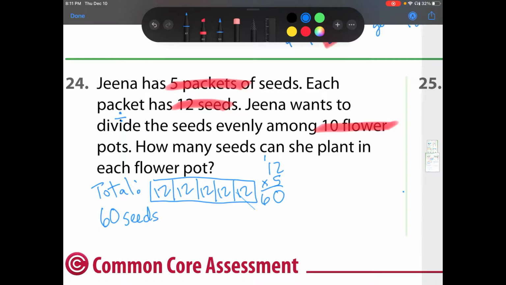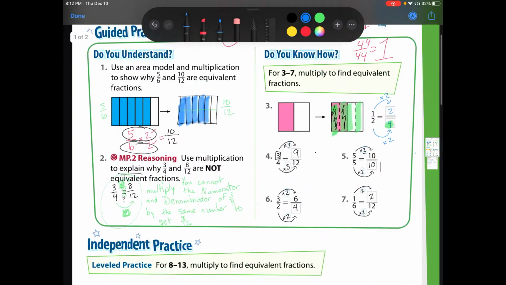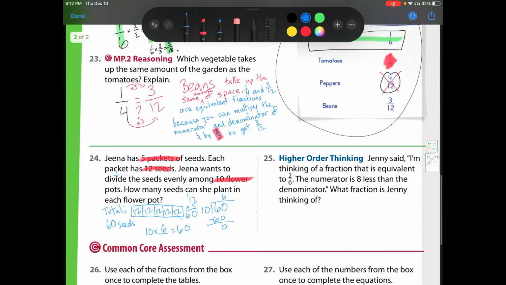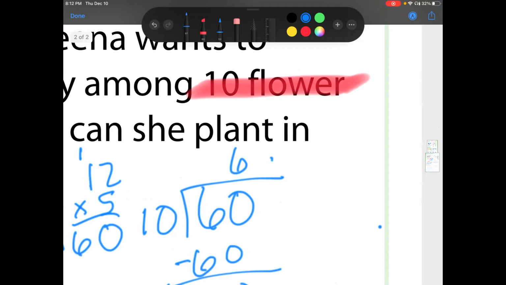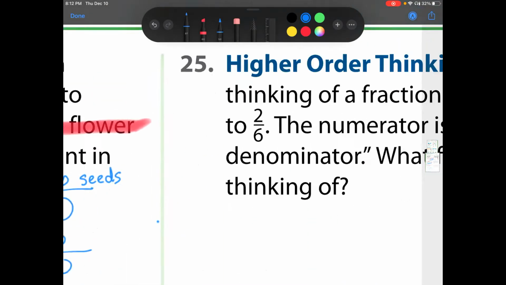So now Gina's going to take those 60 seeds. She's going to divide them among those 10 flower pots. So we have 60 divided by 10. I don't know my division that well, but thankfully I know they're inverses with multiplication. So I can think 10 times what equals 60? 10 times 6 equals 60. So I can check using my does McDonald's sell cheeseburgers. I multiply, subtract. I see there was no remainder, so I see it is 6. So how many seeds are going to go in each pot? There's going to be 6 seeds in each pot.